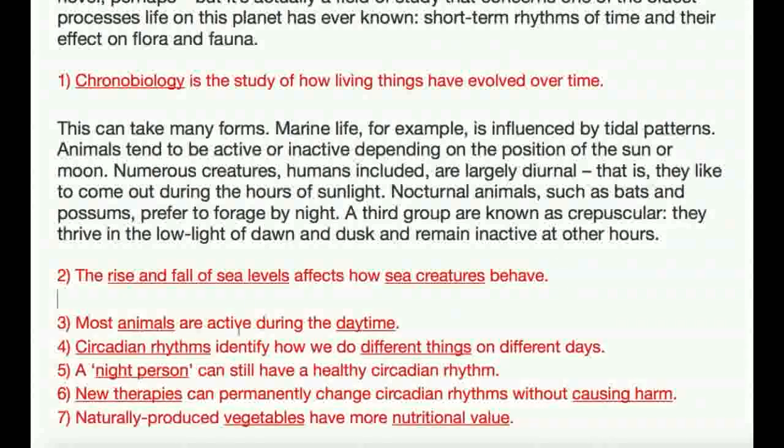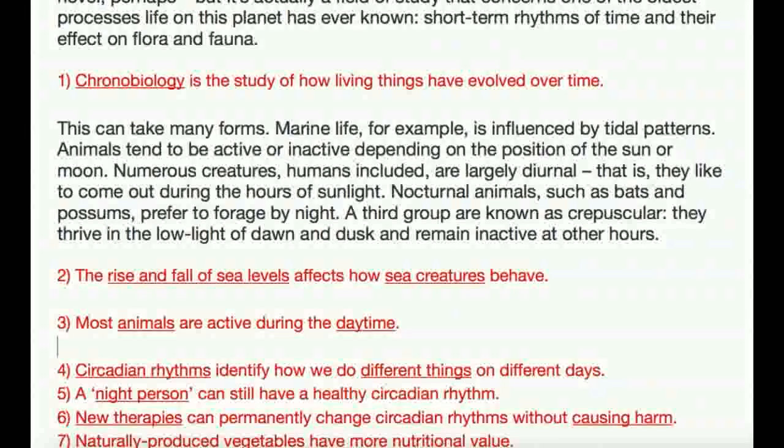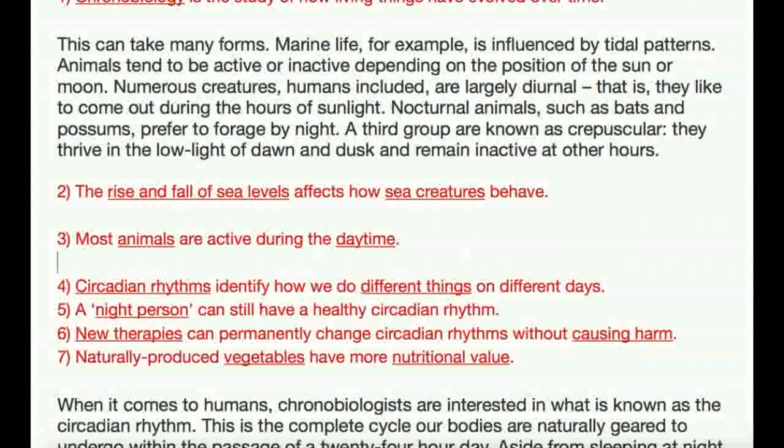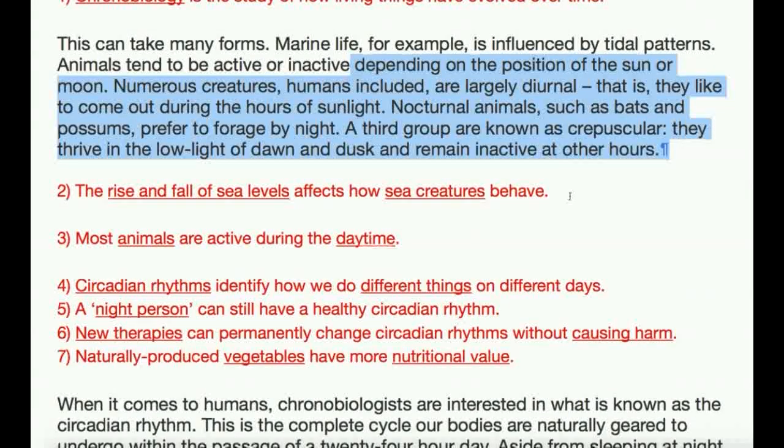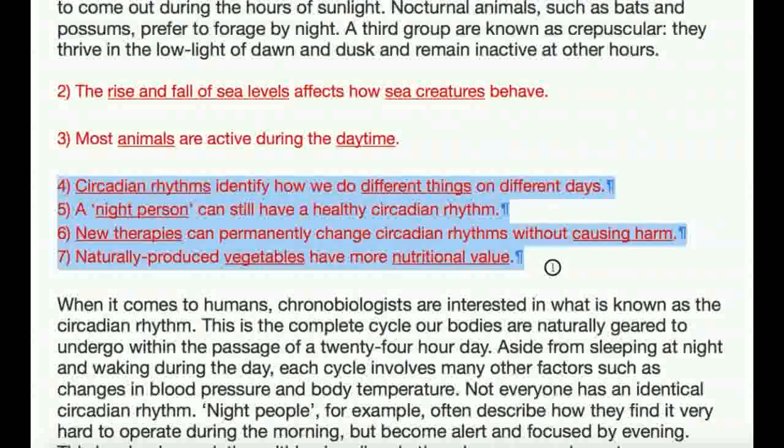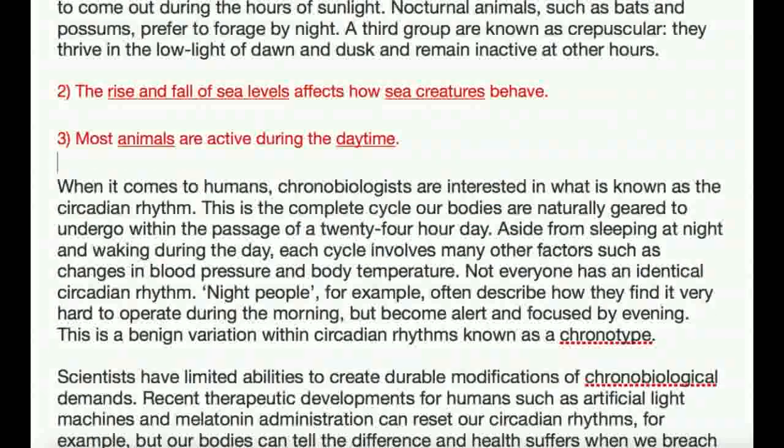Next one, most animals. So we can look for animals in daytime. Now here we are, animals tend to be active or inactive depending on the position of the sun or the moon. It talks about coming out during the hours of sunlight. So that looks like that's where that information is. The next one, we're looking for circadian rhythms. There doesn't seem to be anything in this paragraph about circadian rhythms. So it looks like we're going down to the next body paragraph.